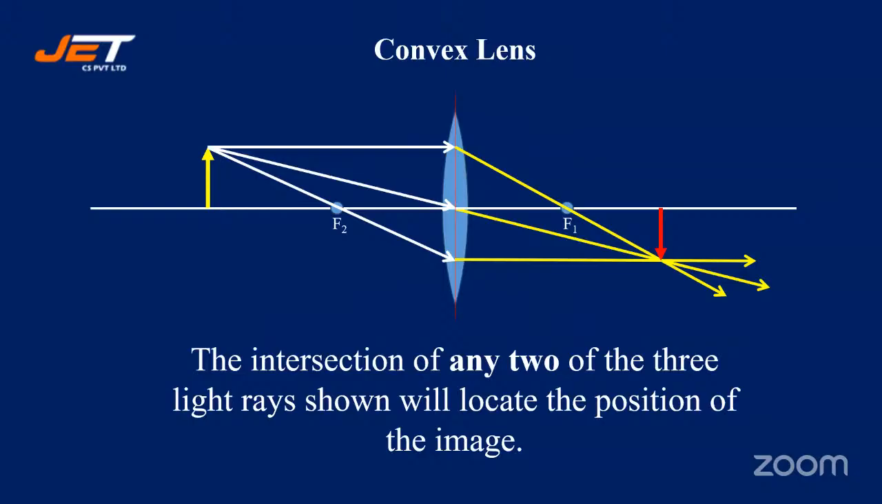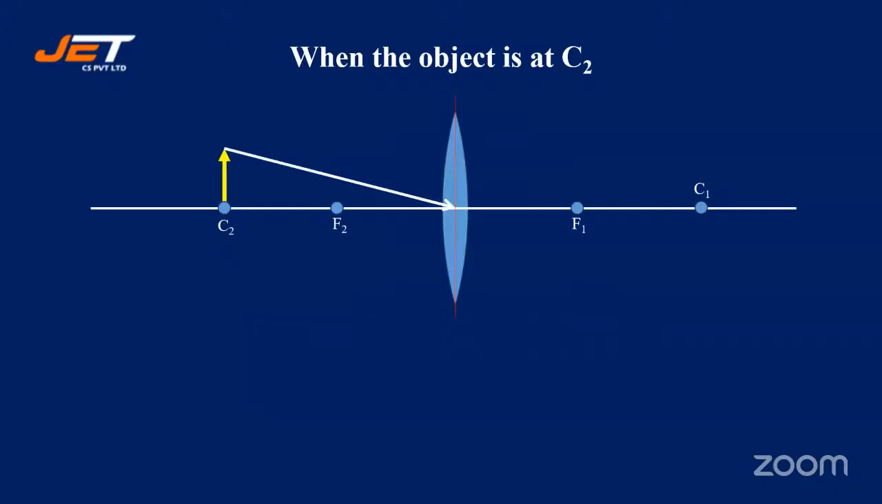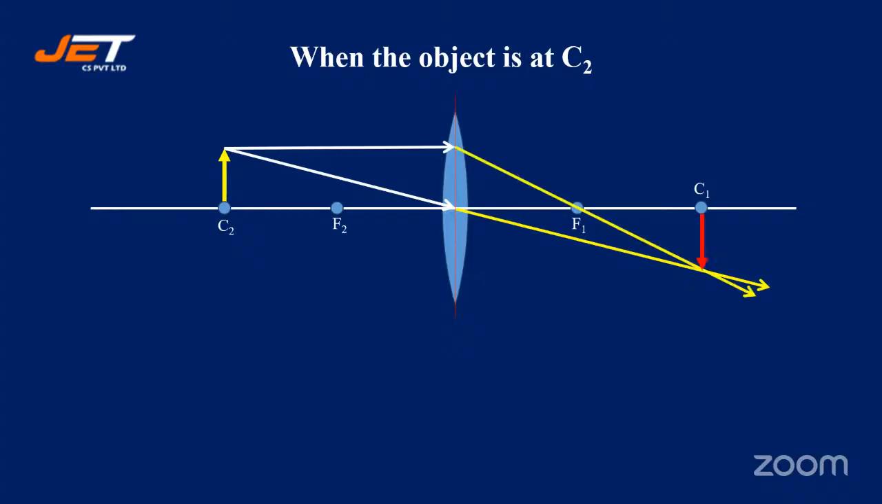All right, rays are emanating from the tip of the object. They will converge at the tip of the image. A real image is formed. Now let's look at this one, when the object is at C2. I'll use any two of these three rays. A ray passing through the optic center goes undeviated; the ray parallel to the principal axis passes through F1, and the image is formed at C1, inverted.